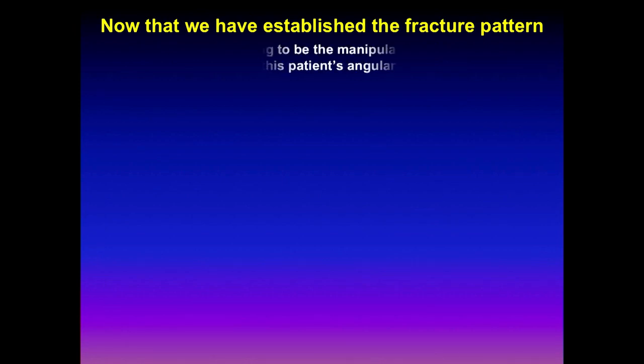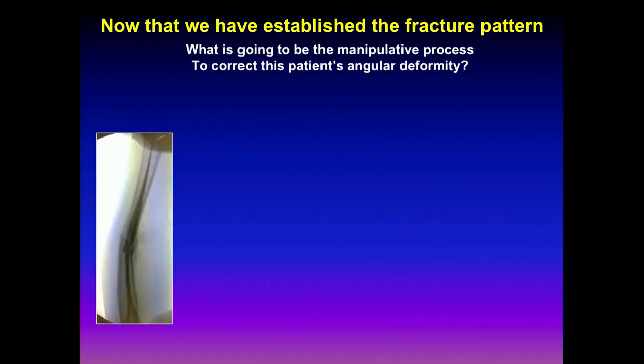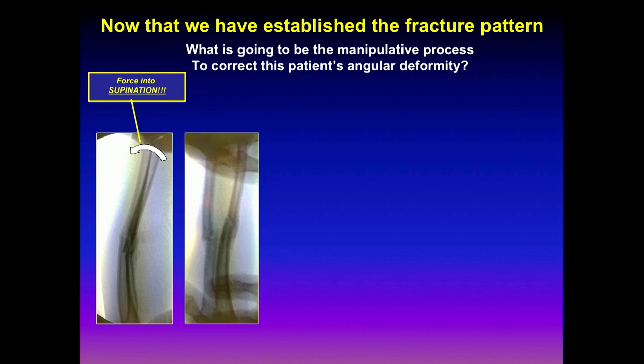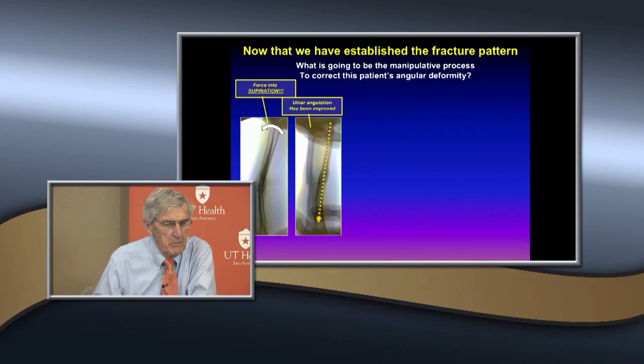So now we've established a fracture pattern. How are you going to manipulate it? We're going to supinate it. Yeah. So you force it into supination, and that corrects a lot of the deformity in itself. Since these are slow to heal, I've been able to do some of them as late as 6 weeks. After 6 weeks, you're not going to be able to do it. You'll probably have to do some kind of osteotomy after about 6 weeks.